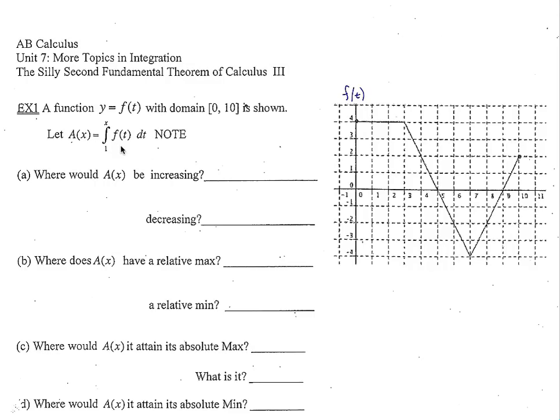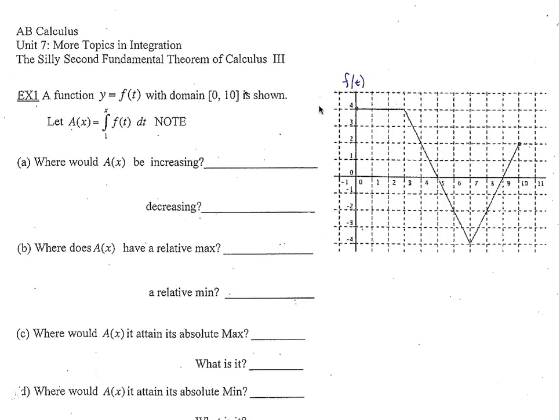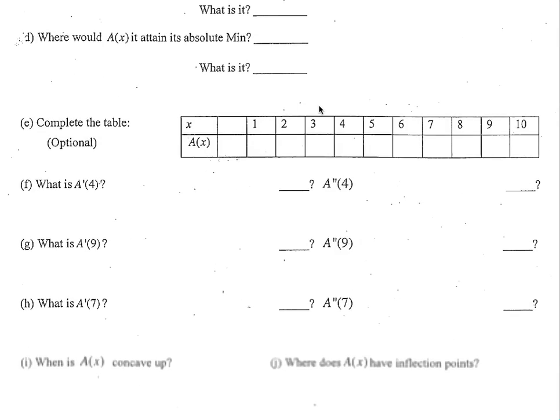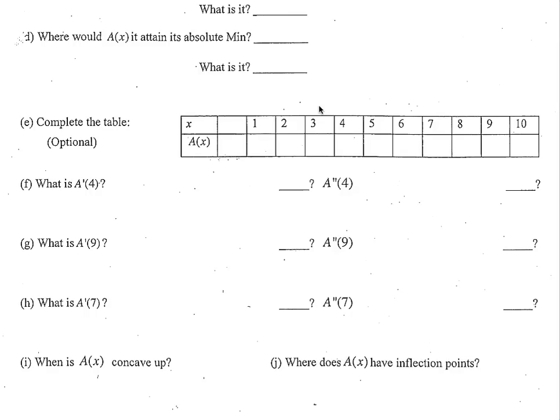So let's do this. I'm going to have you skip all the way down to part E here, which is no longer optional, because I've just crossed out those words optional. And what I'd like you to do is fill in this table, and I'll start you out here, and then I'm going to have you pause the video, fill in the table, and then come back and make sure that you're understanding exactly what this function A is doing.